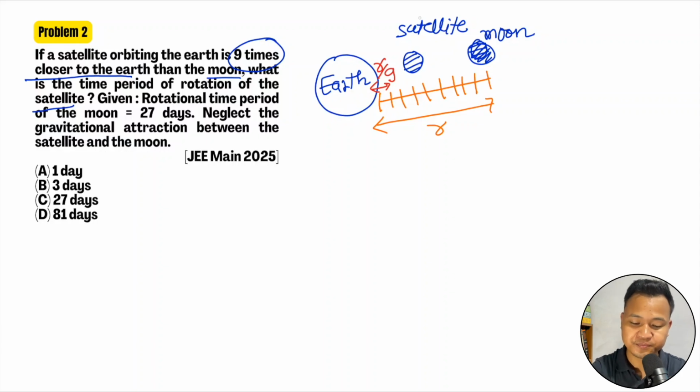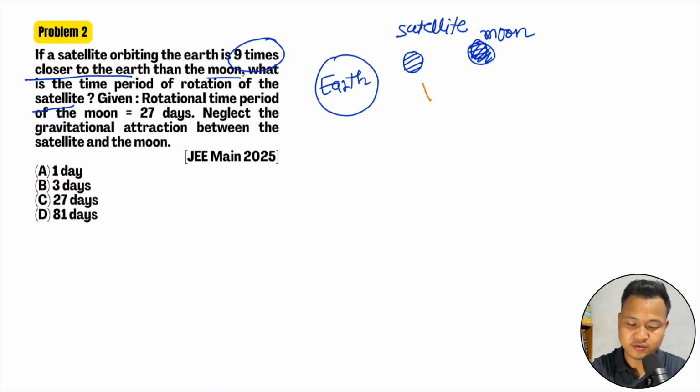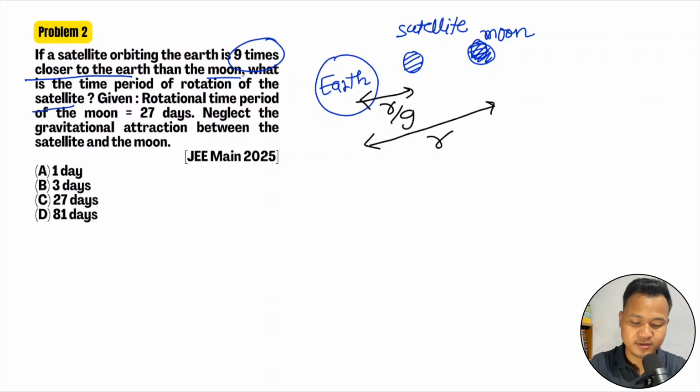Another way of saying it: the Earth to satellite distance is R, and the Earth to moon distance is 9 times of R. So the moon is 9 times away from the Earth, or the satellite is 9 times closer to the Earth. So the Earth to satellite distance is R by 9, and the moon is at R. Then the time period of the moon is TM.